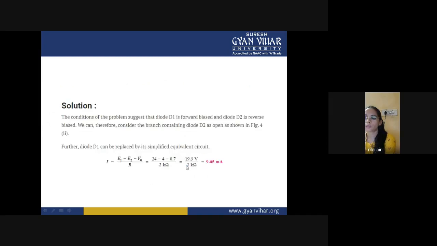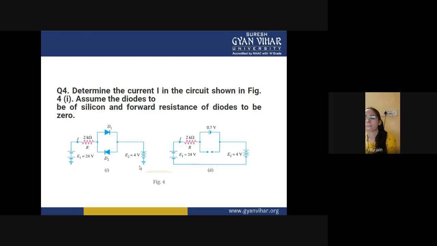Now let's come to the solution. If you see that this terminal is positive, then diode D1 will be in forward biasing, and this terminal is negative.